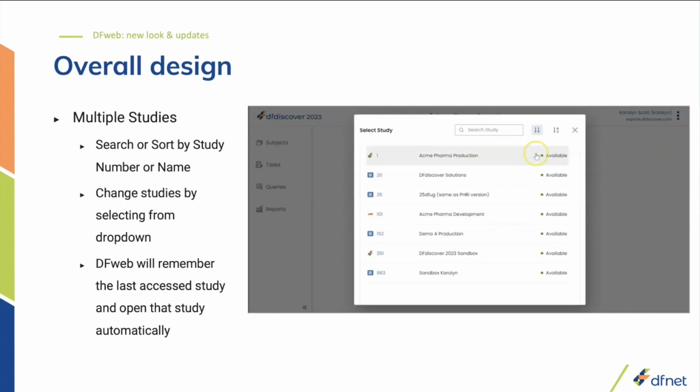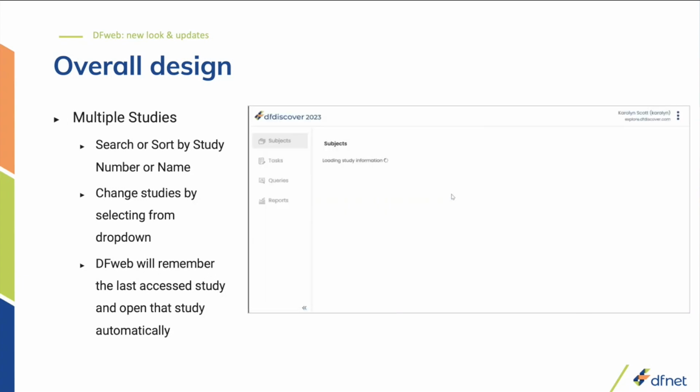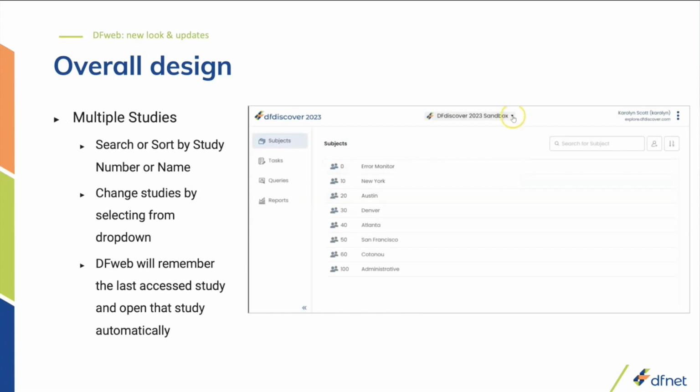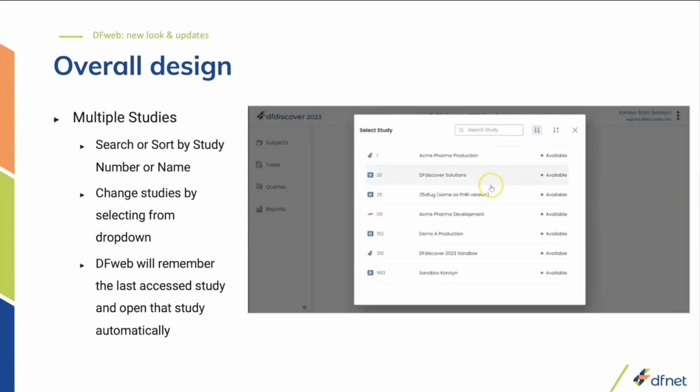Once logged in, users with permissions to multiple studies will be prompted to select a study. You can search or sort the list of studies according to the study number or name. You can change studies by selecting a different study from the drop-down at the top of your page. Again, DFweb will remember the study that was accessed last and will automatically open to that study.